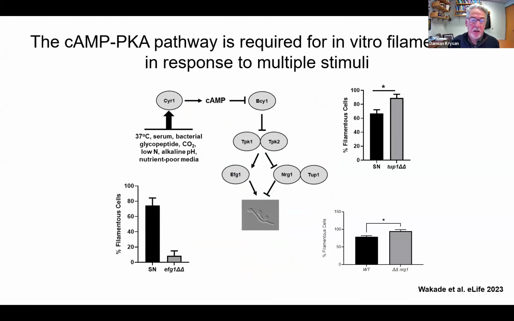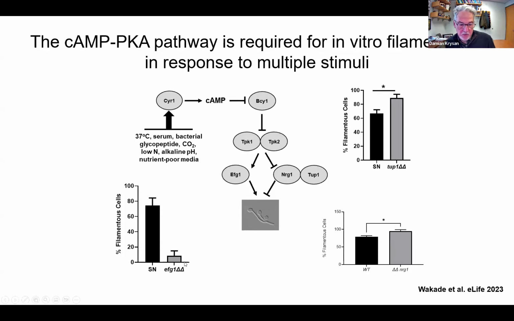So the cyclic AMP pathway is thought to respond to temperature, serum, glycopeptides, CO2, a whole bunch of different in vitro inducing conditions to generate cyclic AMP, which then activates the protein kinase module, which then phosphorylates EFG1, and through a less well-characterized mechanism, inhibits the function of NRG1 and TUP1, which are repressors of filamentation, and then we have our filament. And so we asked how well does this pathway correlate between in vitro and in vivo?